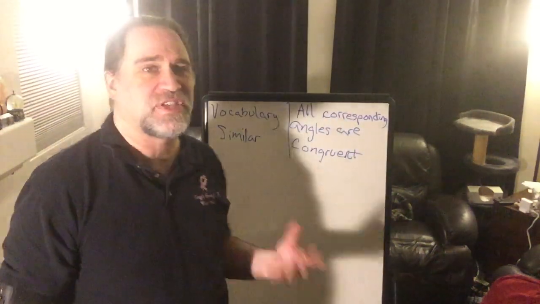Corresponding means they sit in the same spot on each triangle. Okay, and that might change. It might visually change if one gets rotated or flipped or something. But when you look at, let's say, a right triangle, the right angle is always the right part of the right triangle.